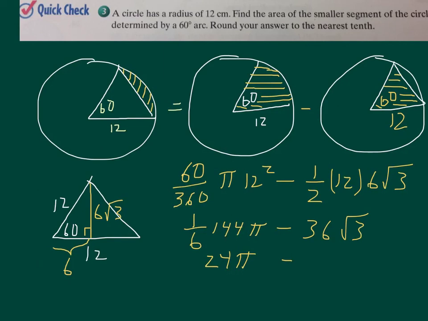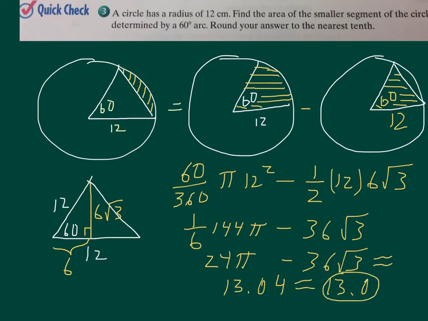So we're going to punch in 24 pi minus 36 times the square root of 3. Please pause the video while you punch that in. Again, to the nearest tenth, hopefully you got 13.04, and to the nearest tenth, that is going to be 13.0, and without that 0, you will be losing points. This concludes Lesson 10.7 and Chapter 10.